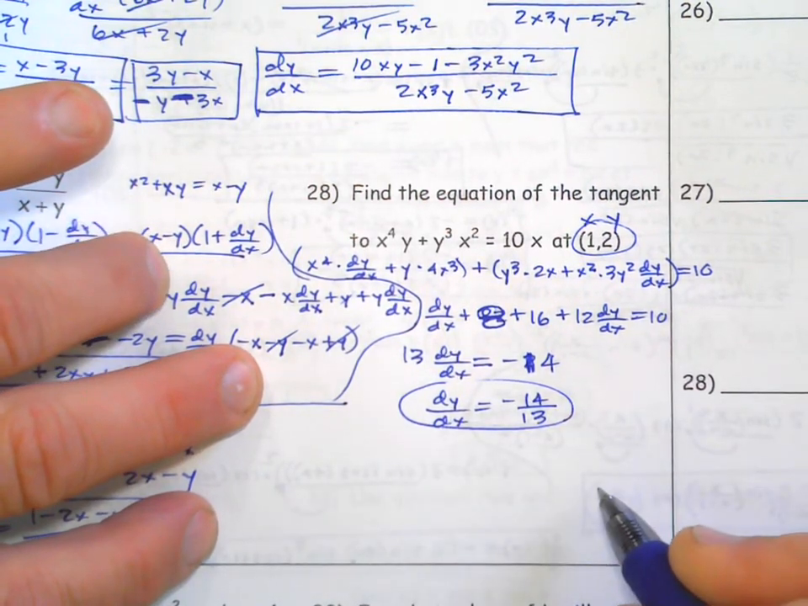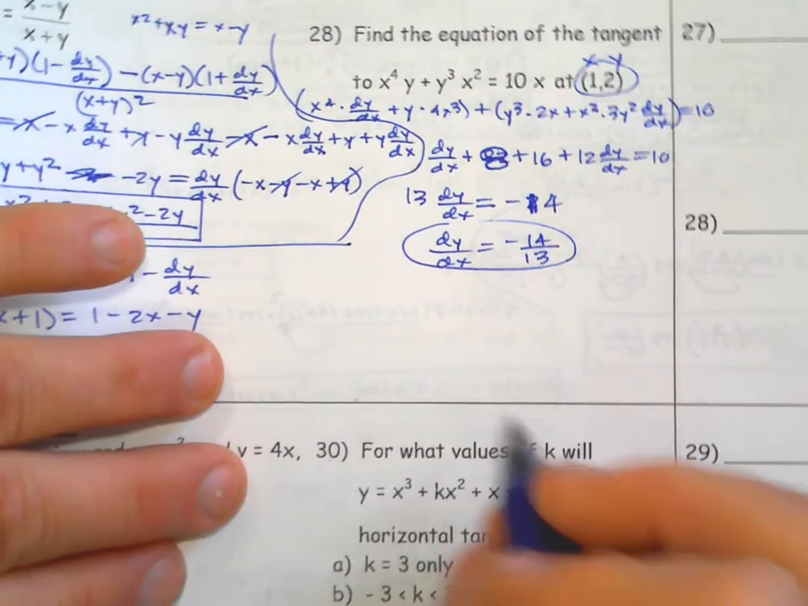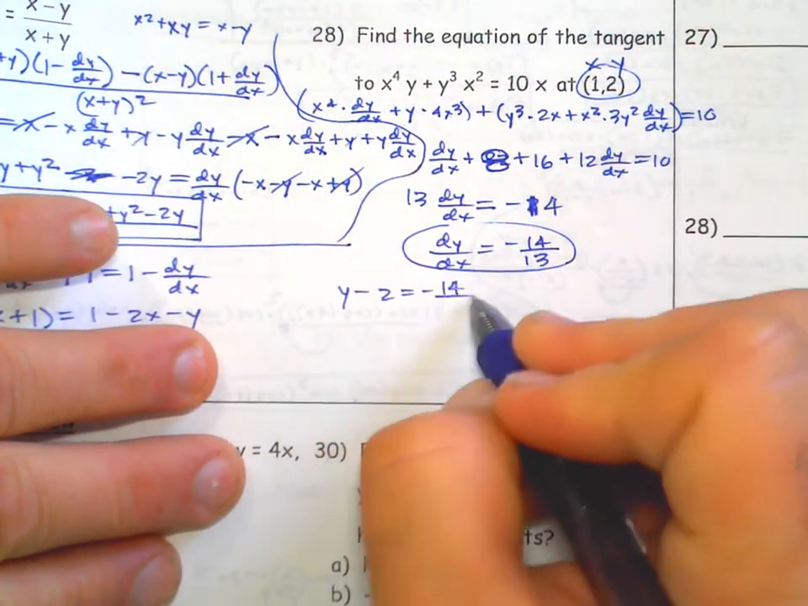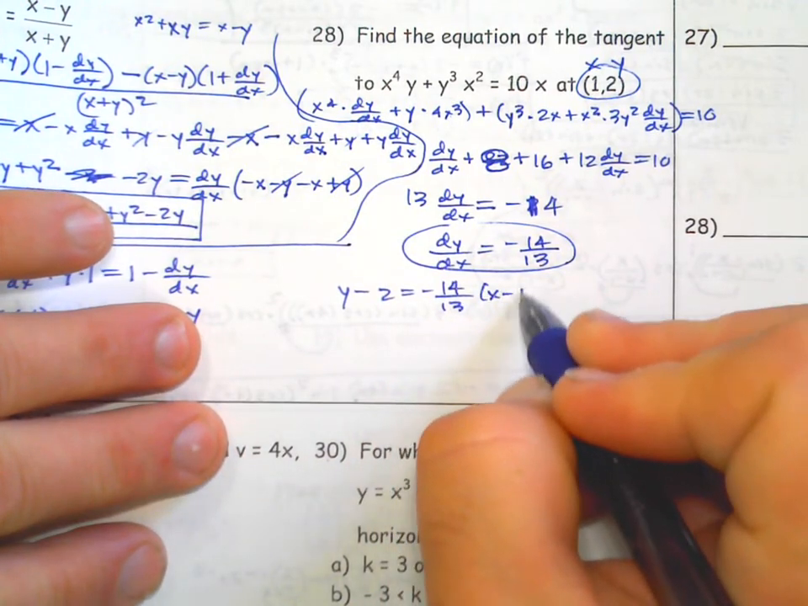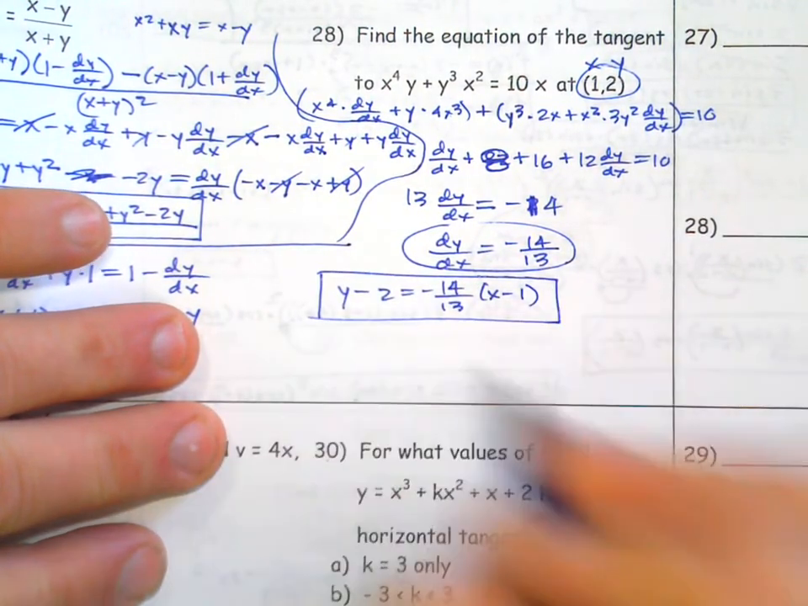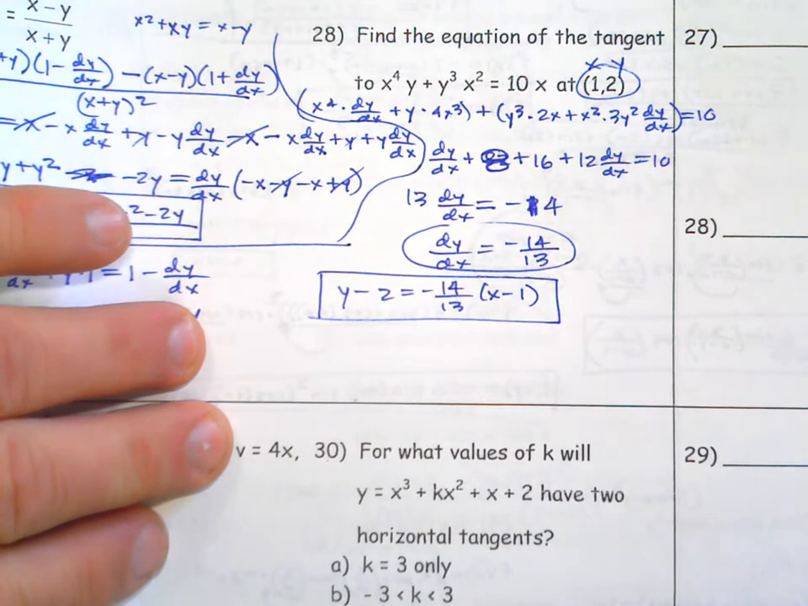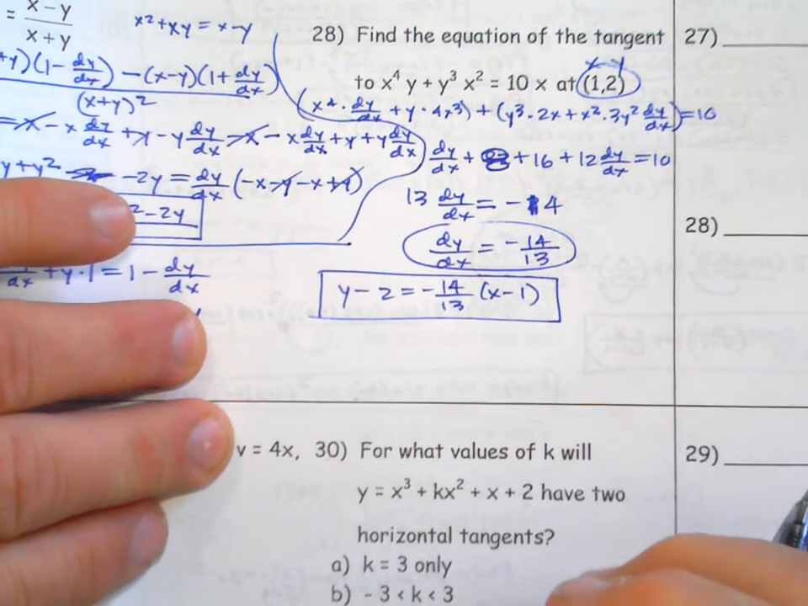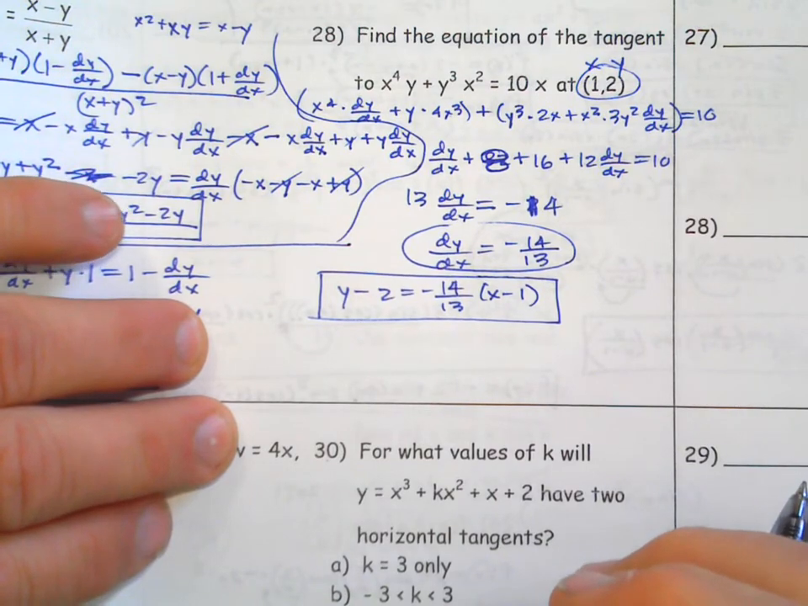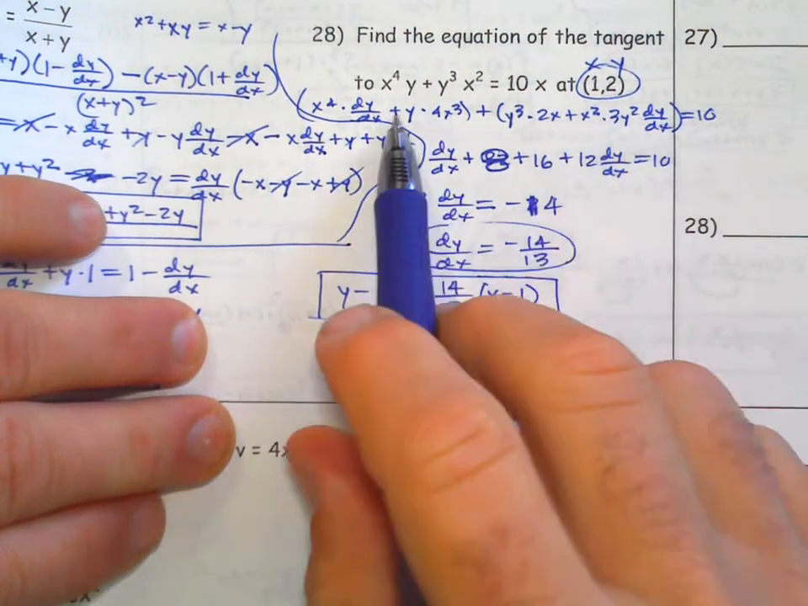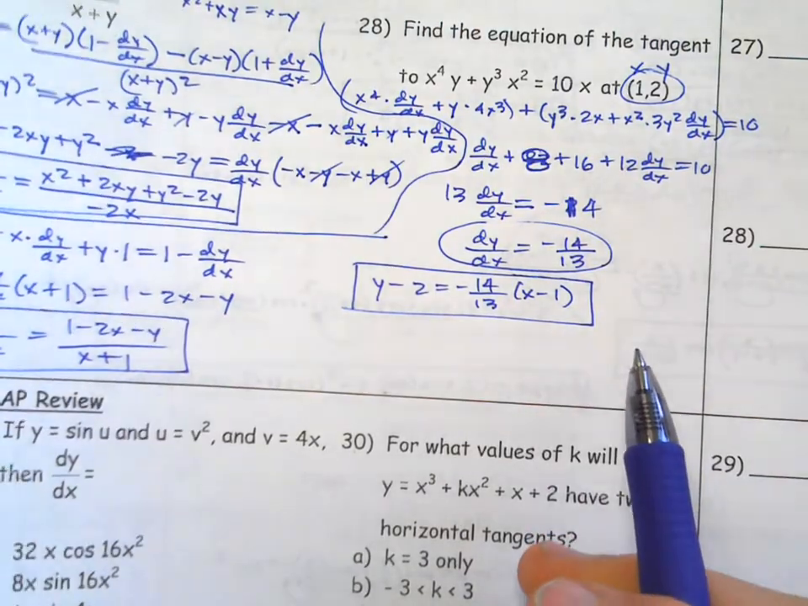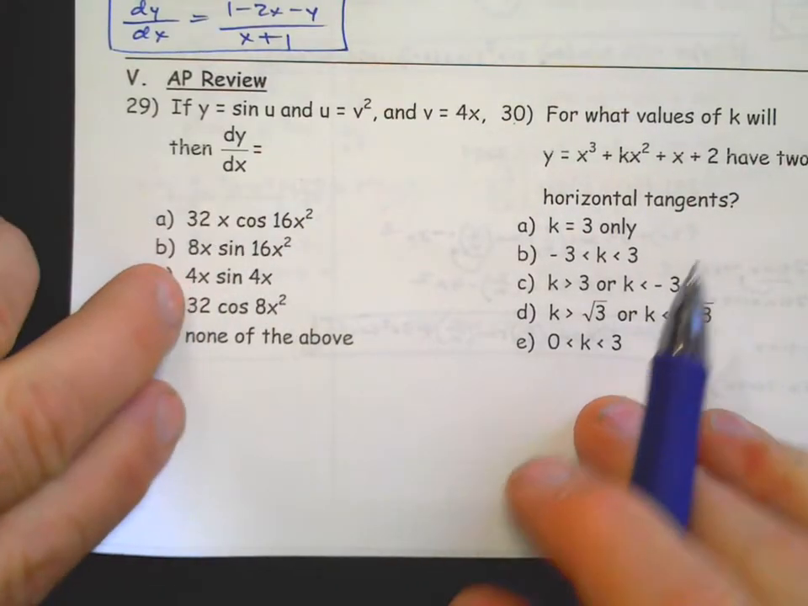That's your slope. So now we got to find the equation of the line. It's going to be y minus 2 equals negative 14 over 13 times (x minus 1). Just leave it. Please leave it. Do you really want to try and get that into slope intercept form? No. And you could have tried to get dy/dx by itself earlier. That's a lot of extra work, I think. So, okay, last couple.